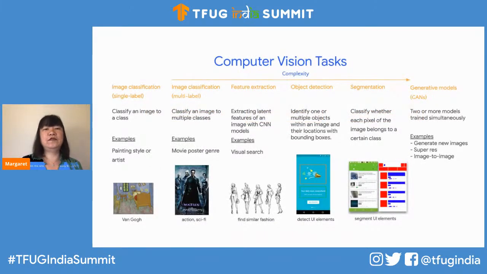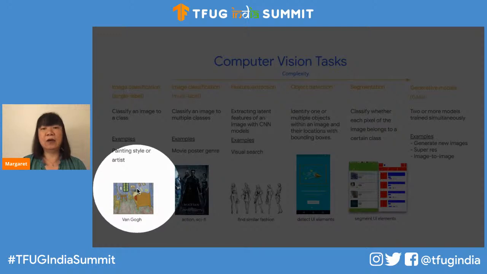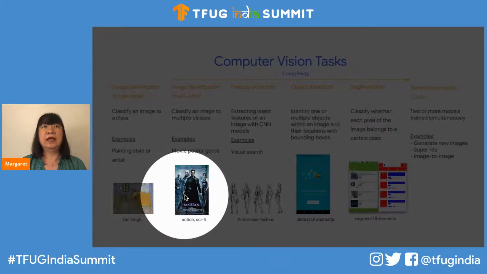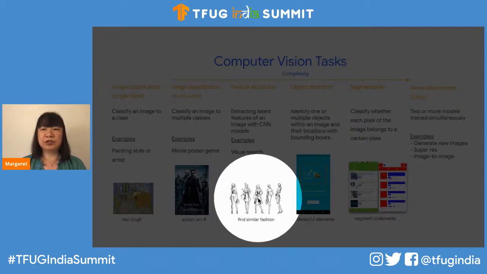So here's an overview of the typical computer vision tasks progressing in complexity. We can use image classification to classify an art style or artist. We can also do multi-label classification to identify movie poster genre. And we can extract the latent features of images and perform visual search and image clustering, for example, find fashion similar to an input image.